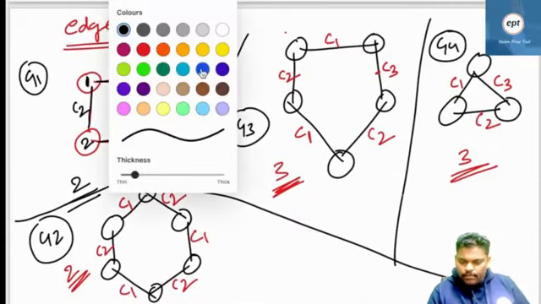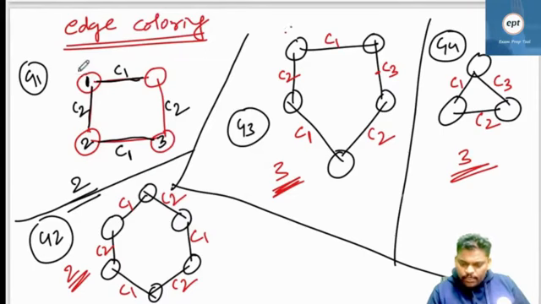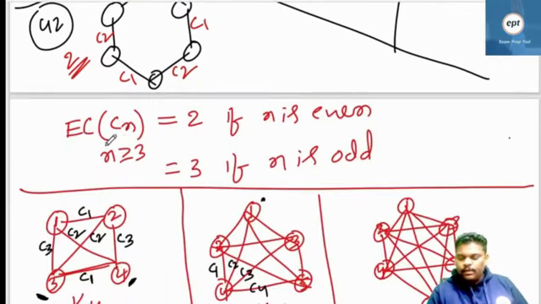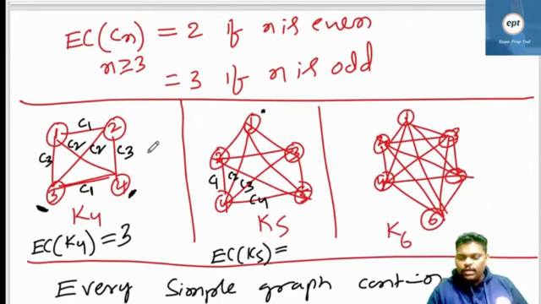Can you check here? What is the maximum degree? 2. So answer will be either 2 or 3. Next one. What is the maximum degree? 2. Answer is 2 or 3. So 3. Edge chromatic number for Cn, right? That is conclusion. Okay. Next one.